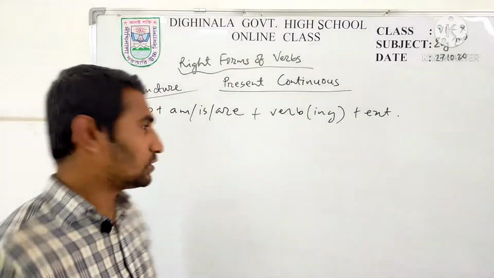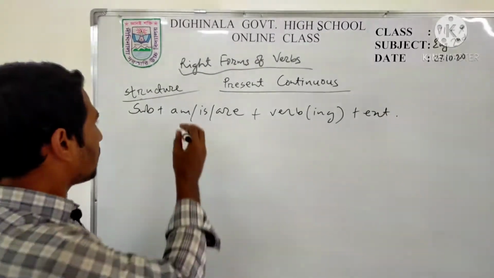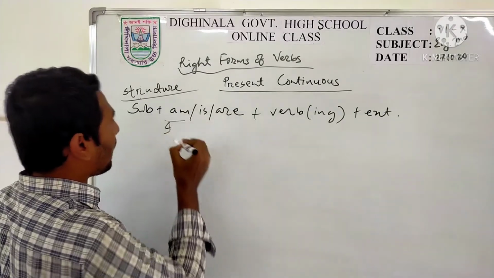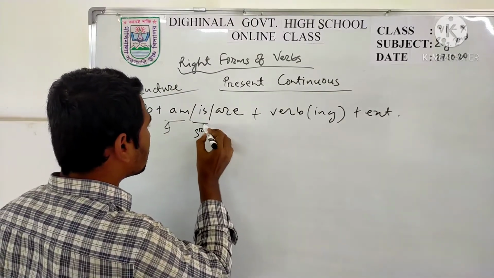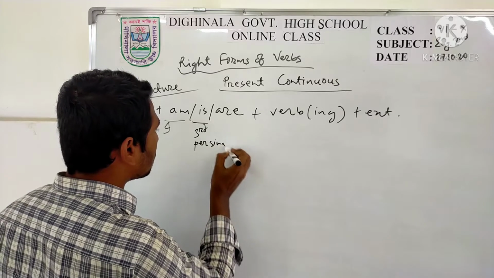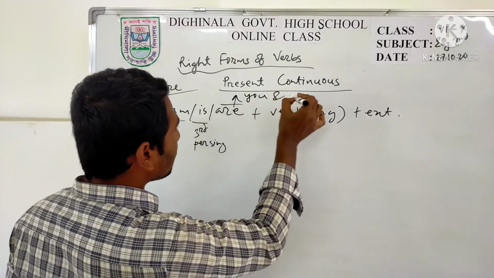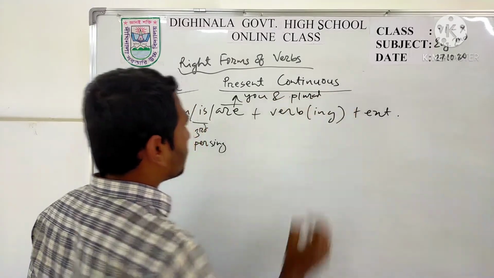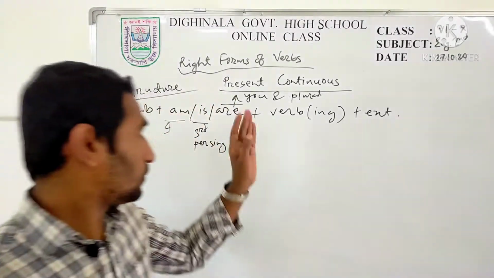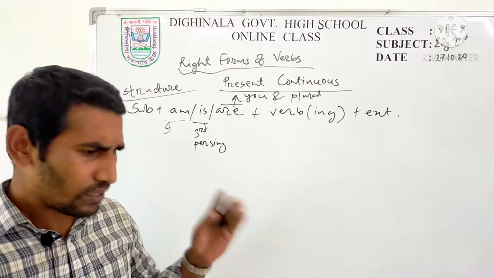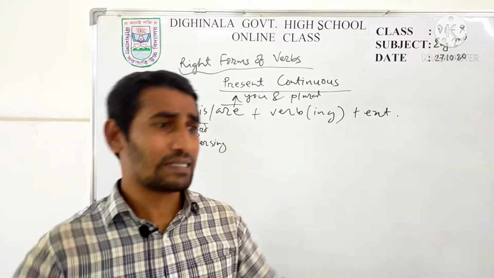In my previous class I told you which are the third person singular and which are the first person and second person. So after I we write am, and if the subject is third person singular, then it should be is, and if the subject is you and plural, after you and all the plural subjects you have to put are, then you have to put ing with the verb.